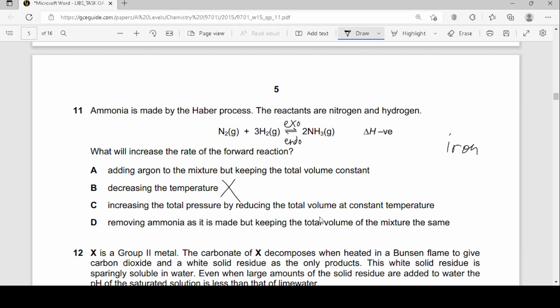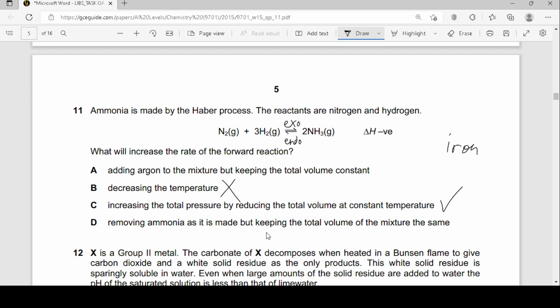Increasing the total pressure by reducing the total volume at constant temperature. Well, if you're increasing the pressure, the frequency of collisions is going to increase. I mean, by reducing the volume, the particles are closer to each other and more likely to collide successfully, right? So I think that C could be the right answer.